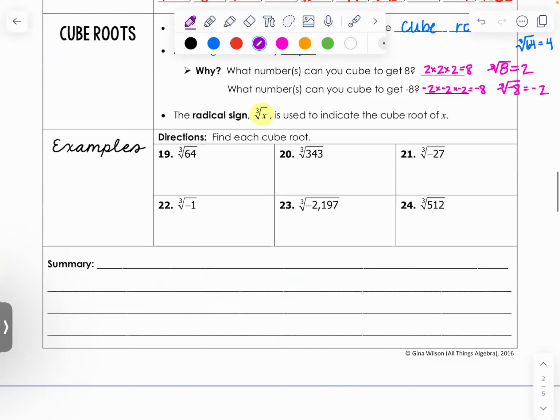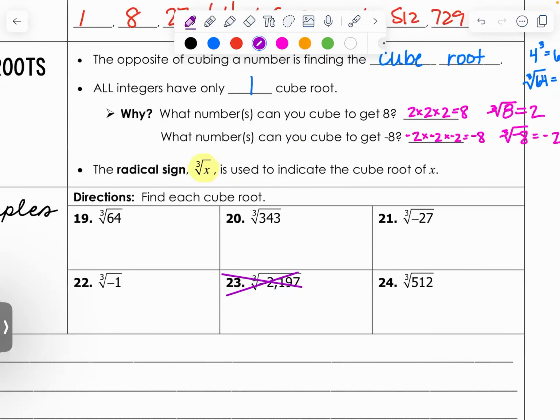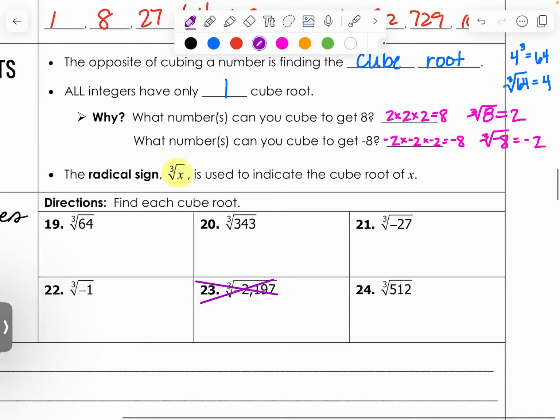Okay, so go back to page 2. We're gonna look at these down here. The cube root of 64. Kanaya, what would that equal? 4, yep. Then we have the cube root of 343. Kaden, what is that gonna be? 7.